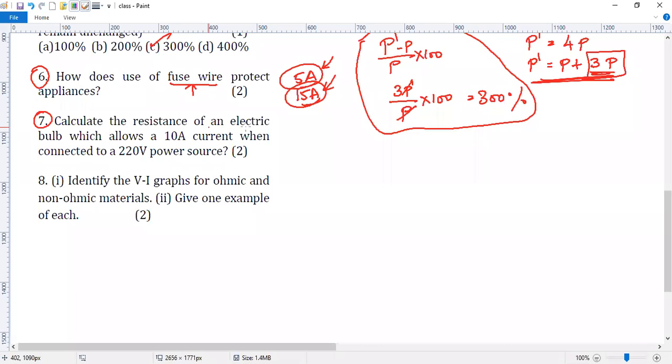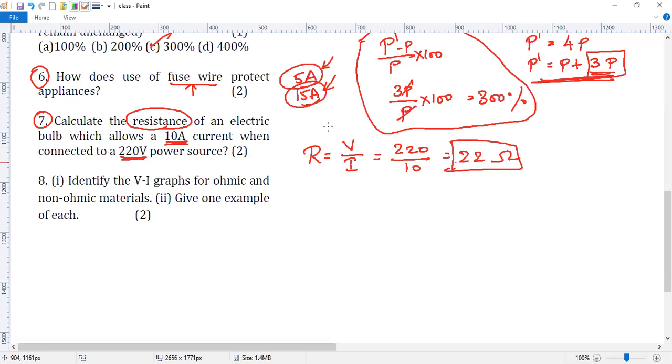Question number 7. Calculate the resistance of an electric bulb which allows a 10 amps current when connected to a 220 volt power source. So you are asked to calculate the resistance. Formula is very simple. They have asked for resistance. So R is equal to, what is the formula? V by I. So 220 divided by 10. So you get it as 22 ohms. Very simple problem.